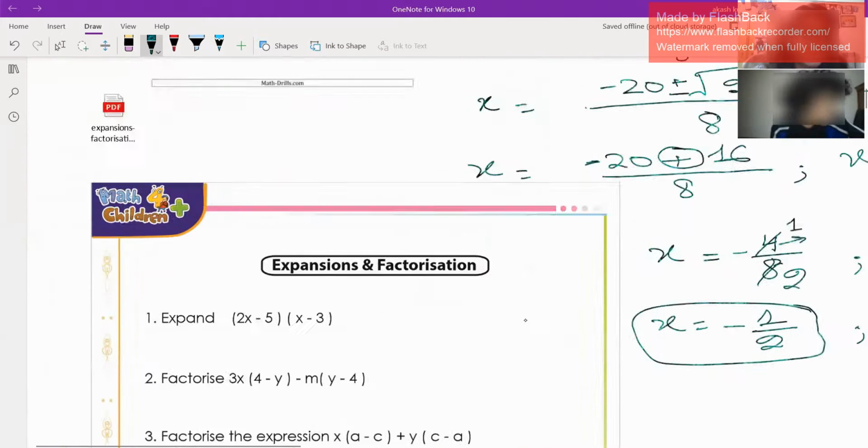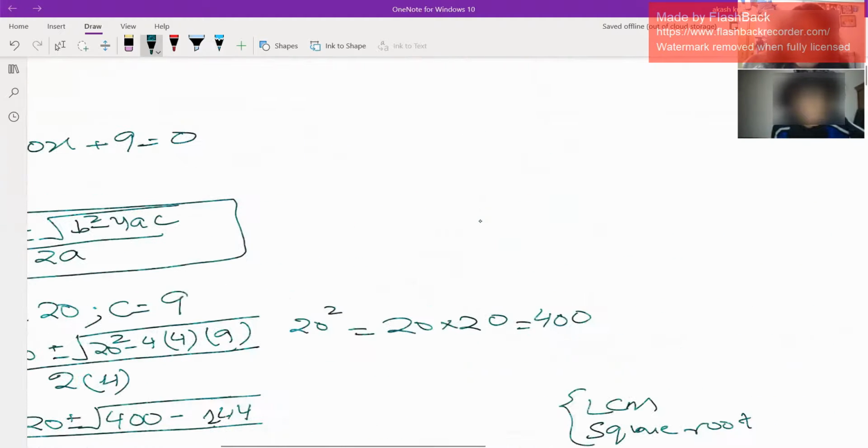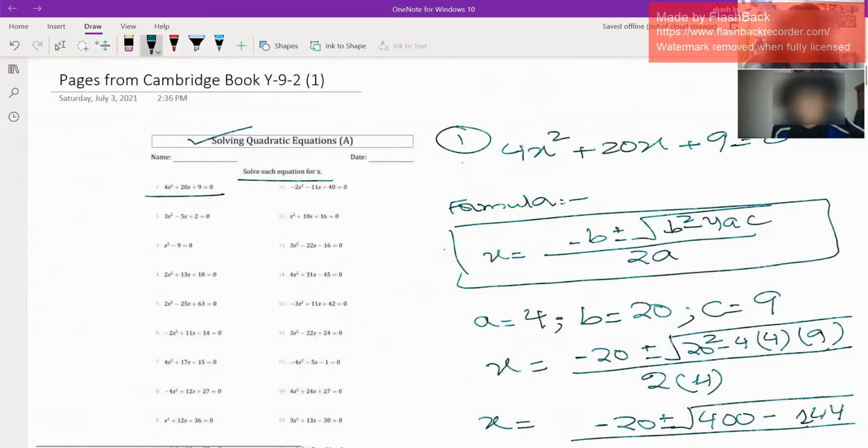Moving further to question number 11, which is minus 2x squared. Okay, one minute, let me just erase it out.